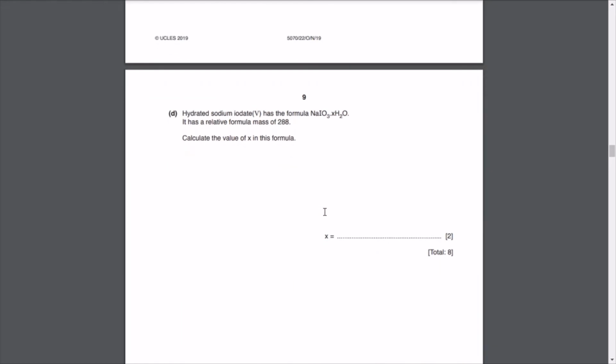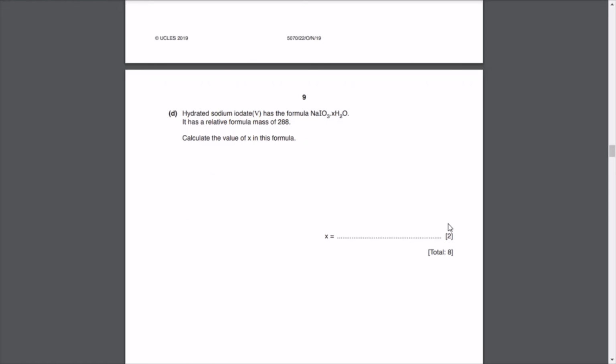Moving on to part D. Hydrated sodium iodate(V) has a formula of NaIO3·xH2O, basically with water in aqueous form. It has a relative formula mass of 288. Calculate the value of x in this formula. These kinds of questions are really common and also important because they contain around 2, sometimes even 3 marks.